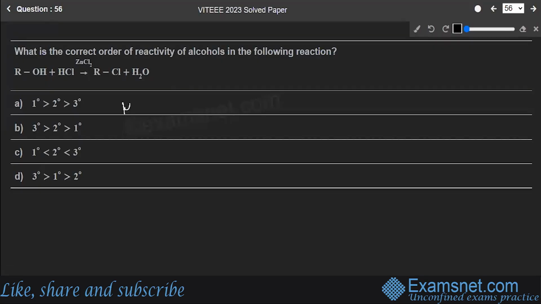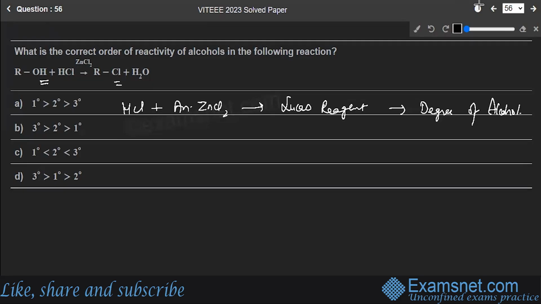One thing, HCl plus the anhydrous zinc chloride is Lucas reagent. It is used to determine the degree of alcohol. The reaction follows a nucleophilic substitution reaction in which the OH group is directly replaced by the Cl group. In this reaction, a carbocation is formed as an intermediate. The higher the stability of the intermediate carbocation, the higher will be the reactivity of the reactant molecule.